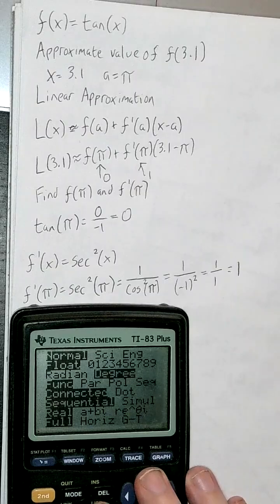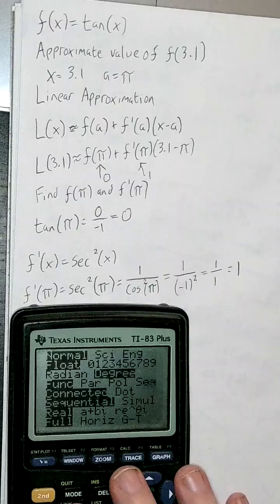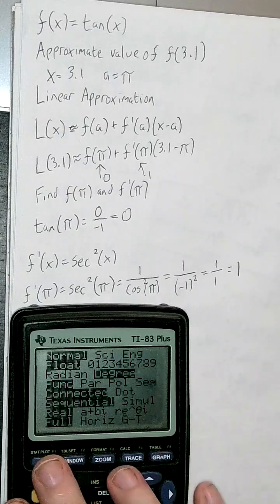That calculator has been through a lot, it seems. Yeah, this is a pretty old calculator. I've had this one since high school, and that was about 15, 20 years ago.